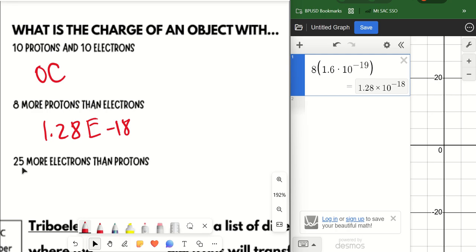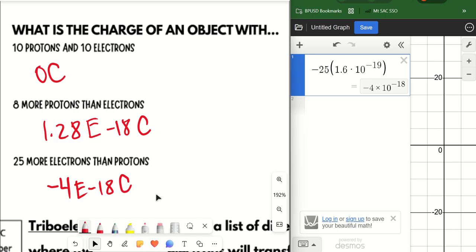Okay, so this one says we have 25 more electrons than protons. So this means that however many protons I have are canceled out by the same amount of electrons, but then we have 25 more electrons on top of that, which is giving us our charge. Because these are electrons, I'm going to put negative, and then the negative will carry into the product, and I can see that the charge is actually going to be negative 4 times 10 to the negative 18, and that would be the charge. And these are coulombs.